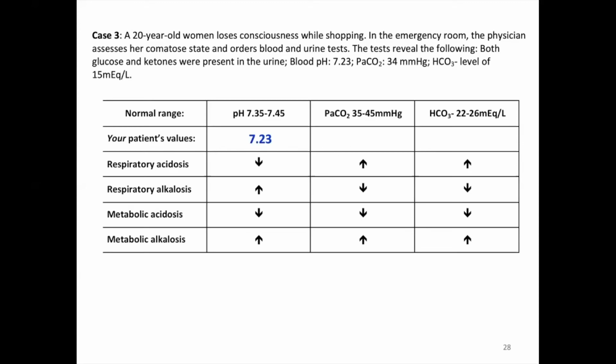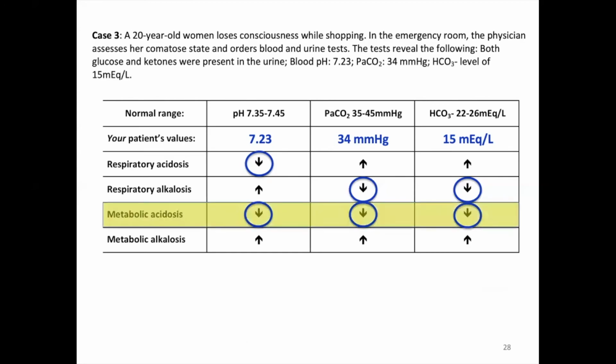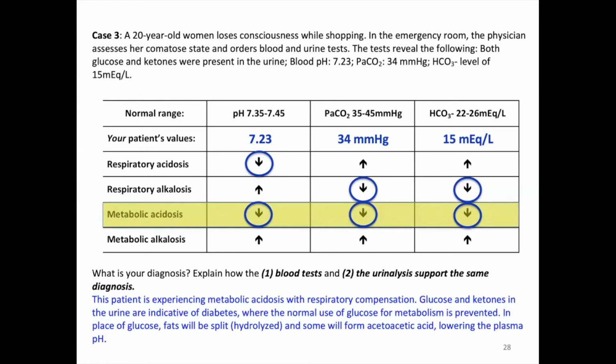So when we fill in our values, we have 7.23 for our pH, 34 millimeters of mercury for CO2, and 15 for our bicarbonate level. Following along through the arrows, we do have a lower pH, a lower partial pressure of carbon dioxide, and a lower level of bicarbonate. So when I look across to determine the condition, we are looking at metabolic acidosis, right? Because all three of my values match that definition of metabolic acidosis. So, our diagnosis: the patient is experiencing metabolic acidosis with respiratory compensation.